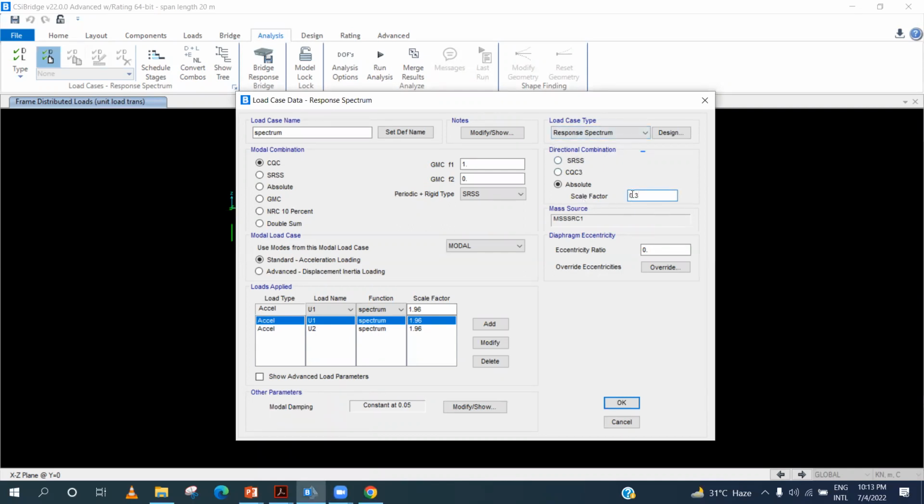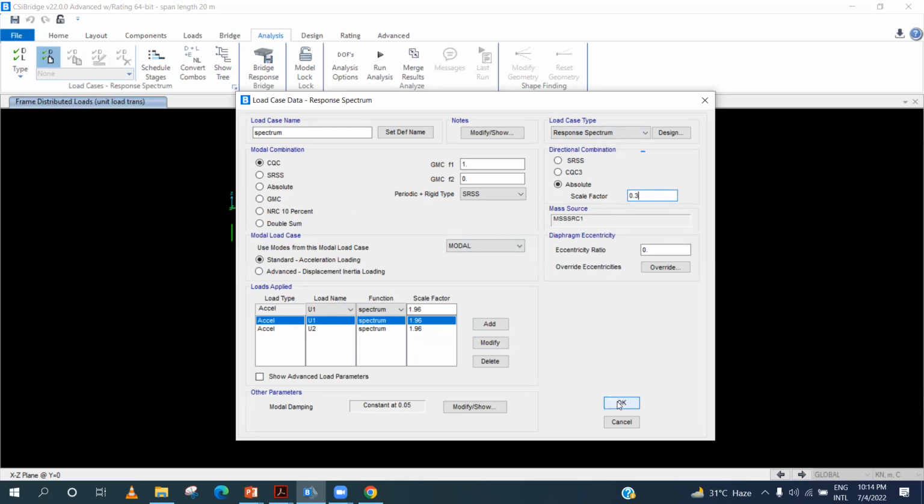In the directional combination, you will take the absolute. CSI will first take 100% of U1 and 30% of U2, and then it will take 30% of U1 and 100% of U2, and it will combine them and give you the extreme effect of both. This is how you can define the response spectrum case.